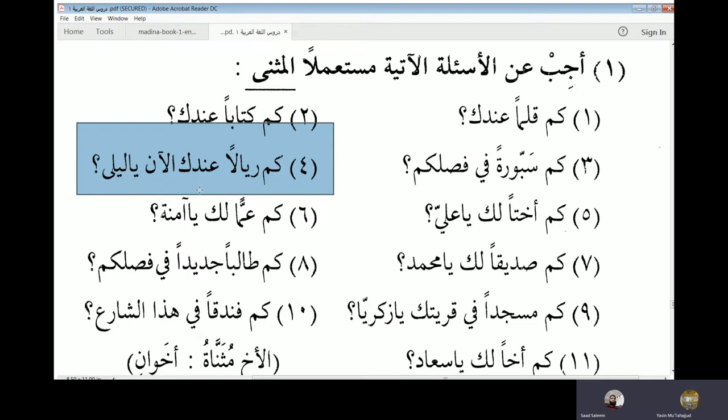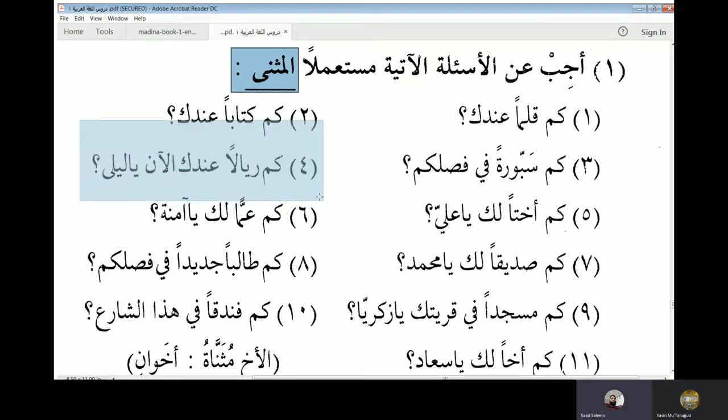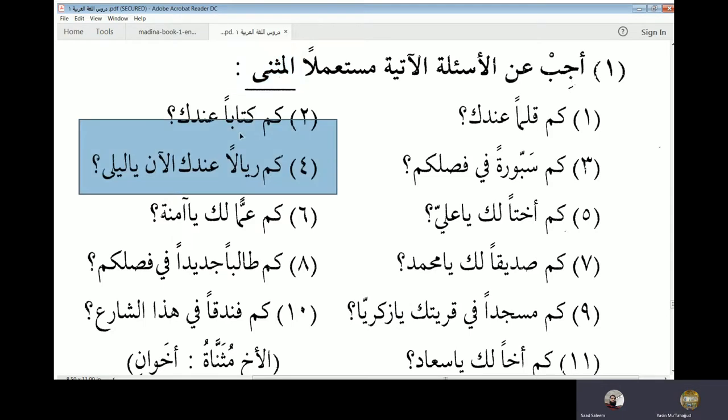So I could say indi, no. You have to use the dual in the answer. Mustamilan al-muthanna, using the dual. She should say she has two riyals. She cannot use the plural here. So it would be indi riyalani. Good, indi riyalani.